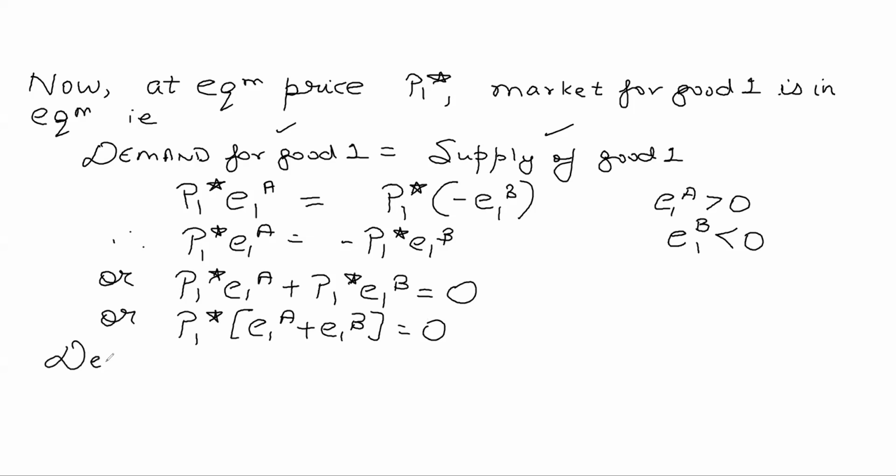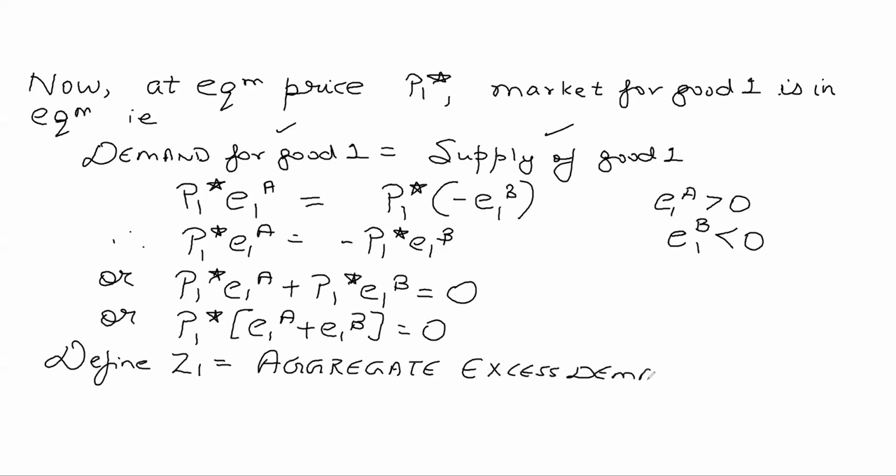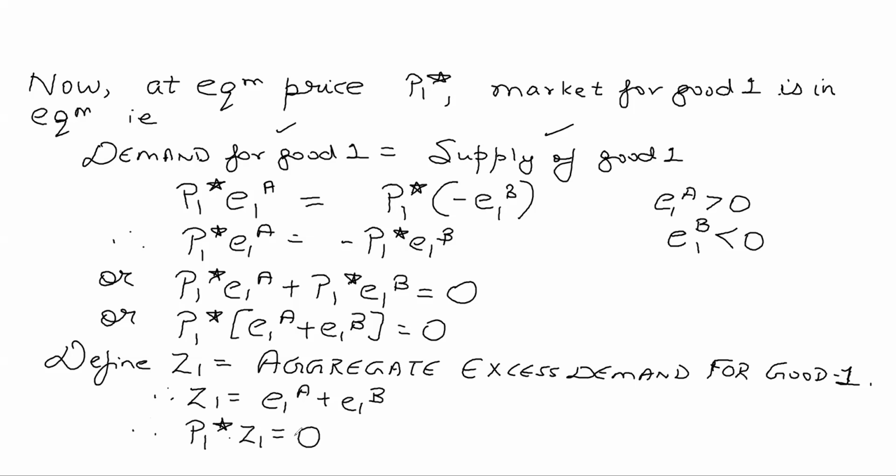Now I'm defining another term. Define Z1 as the aggregate excess demand for good one. Let Z1 denote the aggregate excess demand for good one. So therefore, Z1 is nothing but E1A plus E1B. Therefore, I can write P1 star into Z1 is equal to 0.